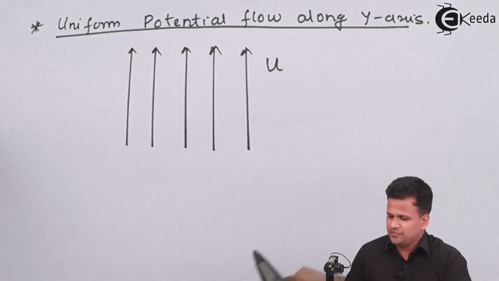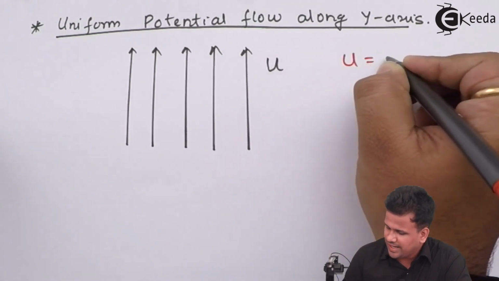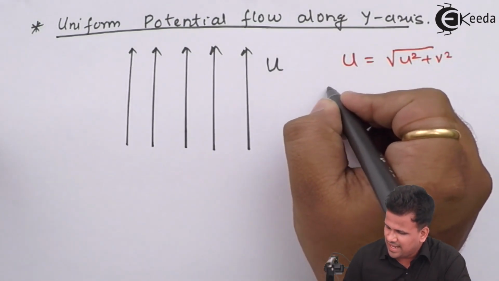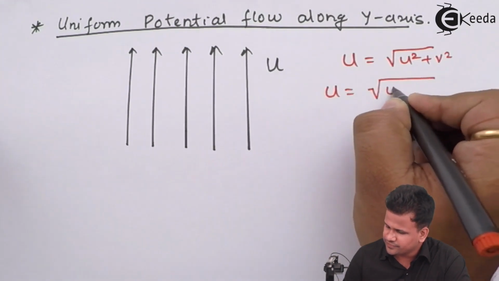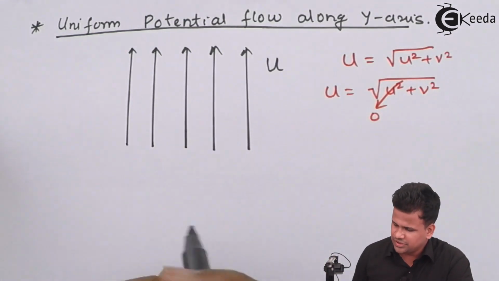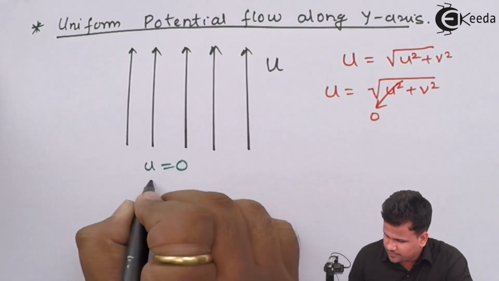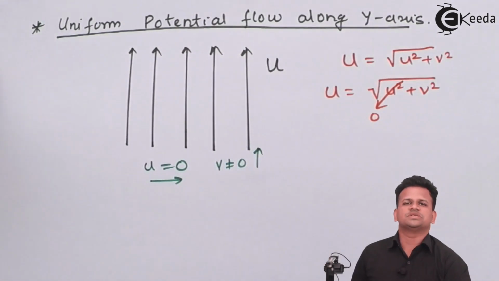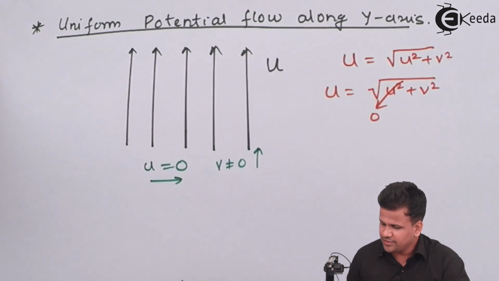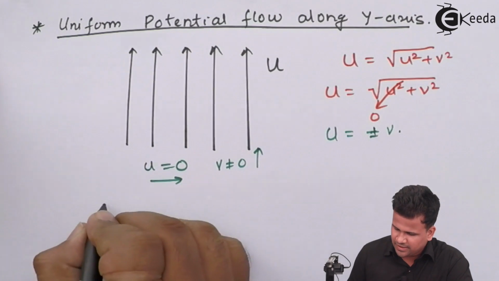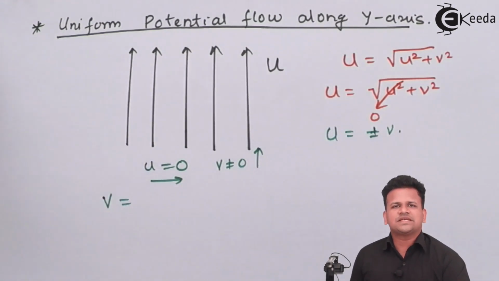So now we know that U equals square root of u square plus v square, but over here small u tends to 0. So why does u tend to 0? Because small u is along the positive x-axis, but small v is not equal to 0 because it is traveling along the positive y-axis. So now over here u can be written as plus minus v.